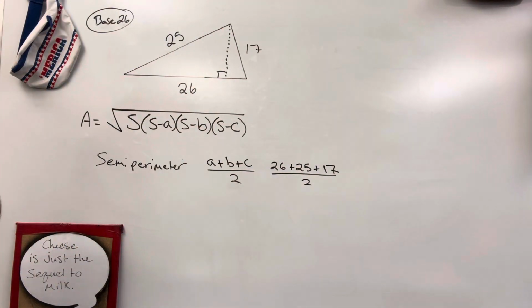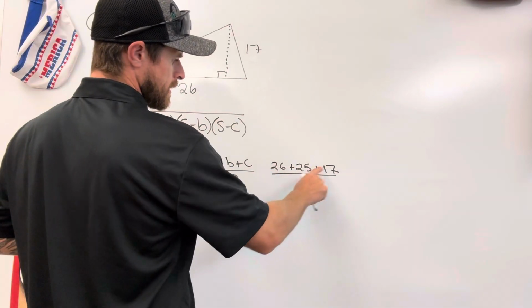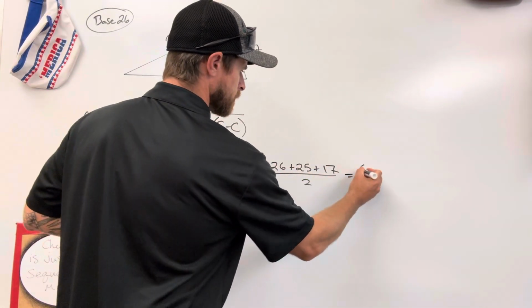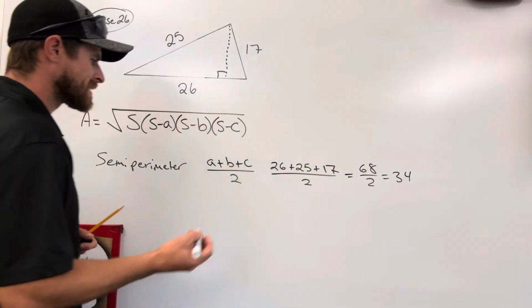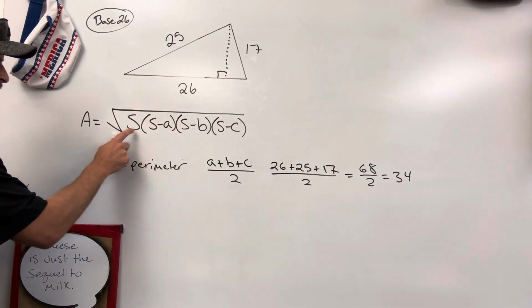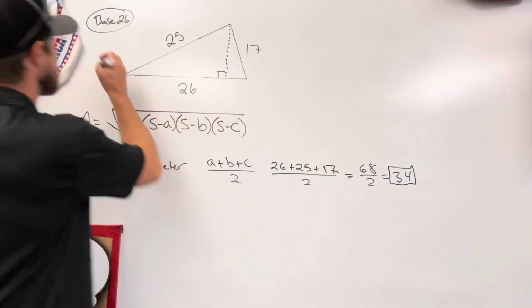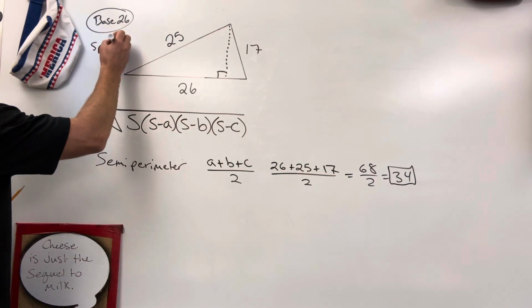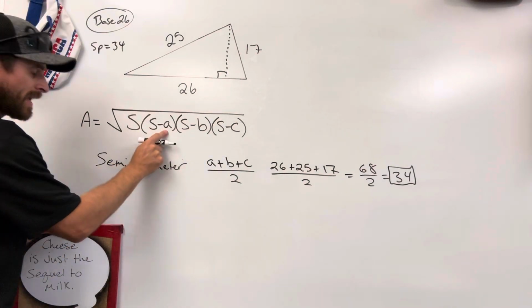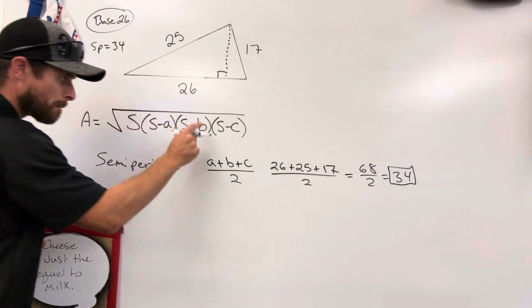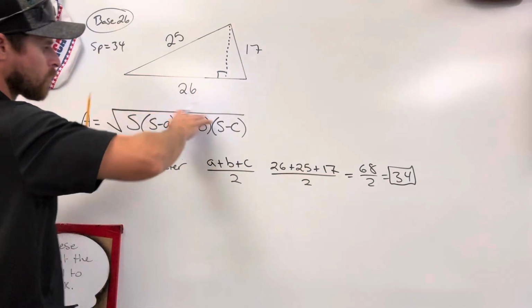As we add those together, we're going to end up getting 68 over 2, which is equal to 34. So our semi-perimeter, our S, here, here, here, and here, has to come out to 34. So I'm going to write that over here. Semi-perimeter is equal to 34. So we're going to replace the S's with 34s. The A is going to be replaced with 26. B is going to be replaced with 25. C is going to be replaced with 17. And we're going to work that out.